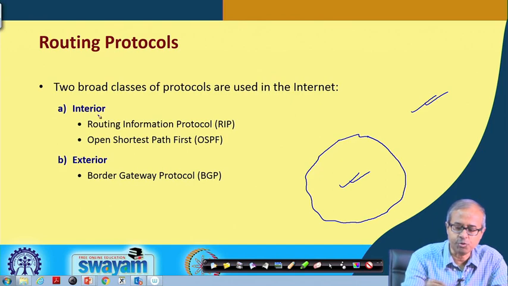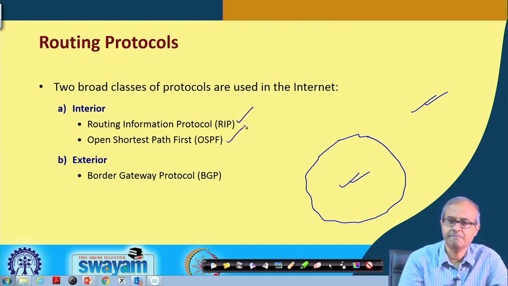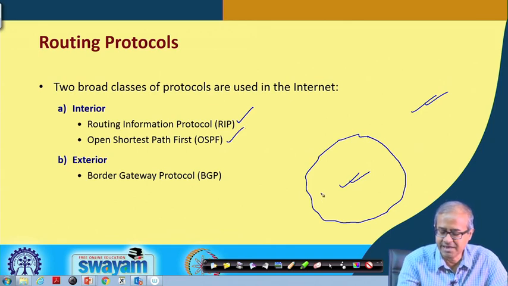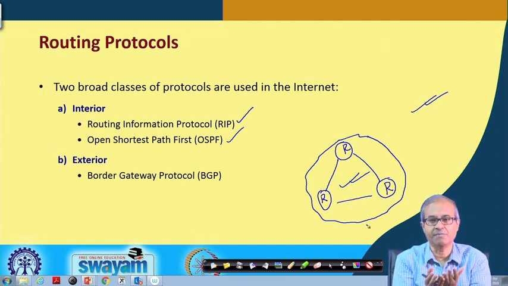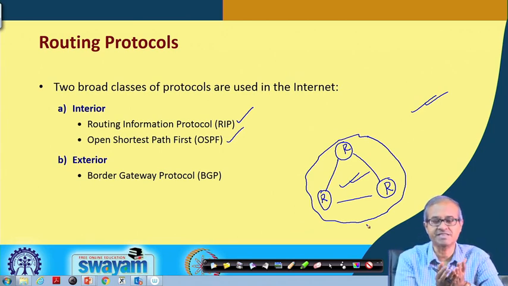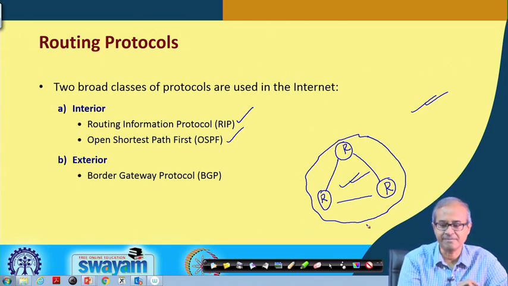Now, interior protocols, for which examples are RIP and OSPF, the idea is that the routers that are talking among themselves for updating the routing tables are all inside some kind of a boundary. They are all inside, that is why they are called interior.